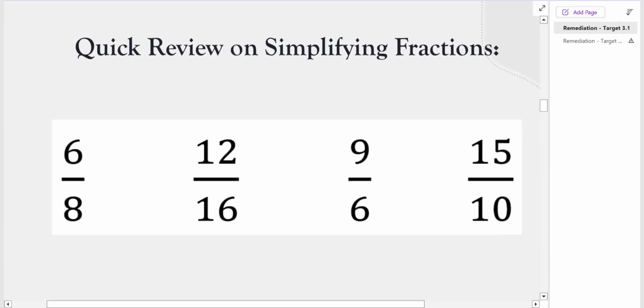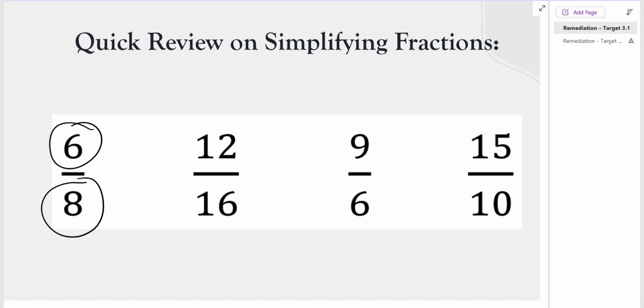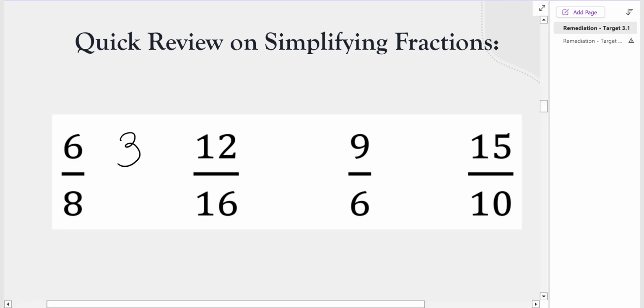Okay, the next quick review we're going to do is on simplifying fractions. Now you can use a TI-84 during your retake, but I highly recommend learning how to simplify fractions without relying on a calculator. So normally the easiest thing that you can do is if you have two even numbers, for example 6 and 8, all you have to do is half the number. So half of 6 is 3, and half of 8 is 4. And that is my simplified fraction.